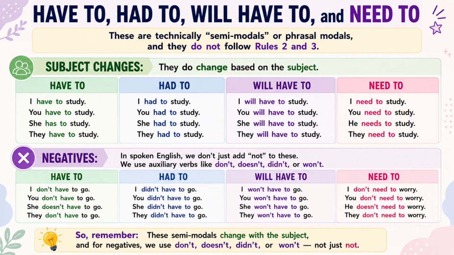You don't have to go. She doesn't have to go. They don't have to go. For had to, I didn't have to go. You didn't have to go. She didn't have to go. They didn't have to go.